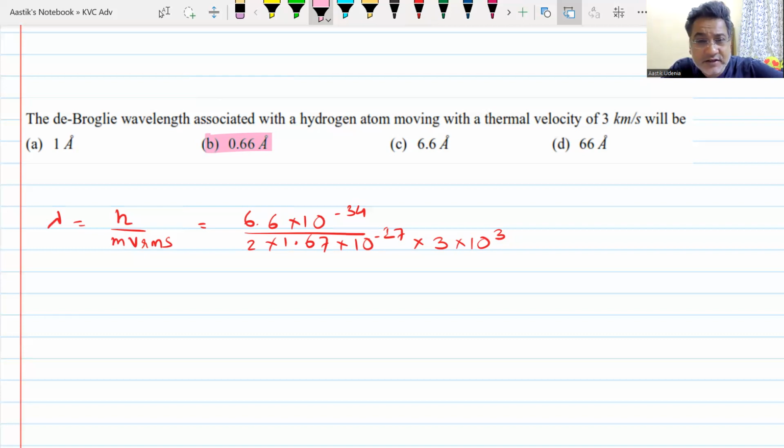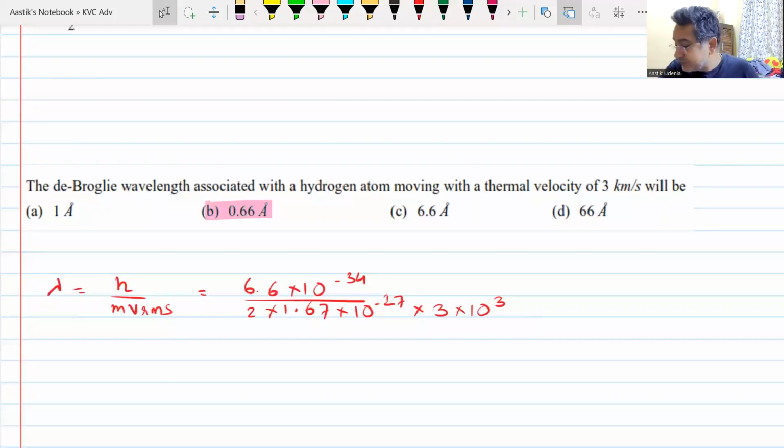In this mass of hydrogen atom, I've assumed that there is one proton and one neutron. Is there a neutron there? Sir, hydrogen has only one proton, sir. Right. So the answer has to be not 0.66. The 2 must go away. So the answer would be whatever you get from here.